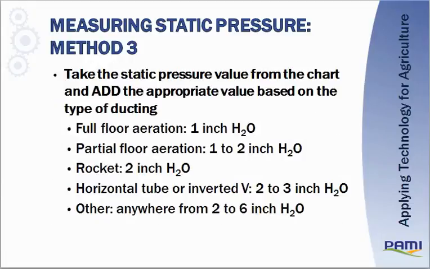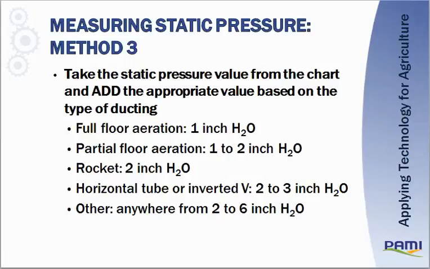Okay, so those charts take care of grain type, grain depth, and airflow rate. The last thing you have to account for is the static pressure due to the type of ducting. So to do this, you have to add the average static pressure for the type of ducting that you have. Past research by PAMI indicates that full floor aeration generates very little static pressure. It's about 1 or maybe even less inches of water column.